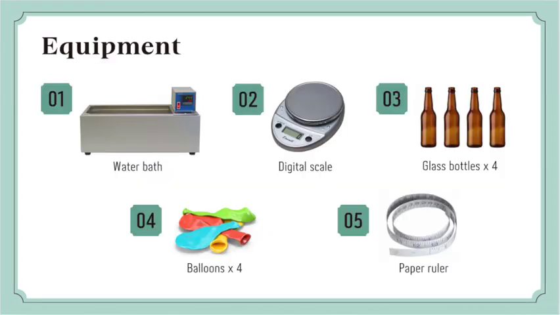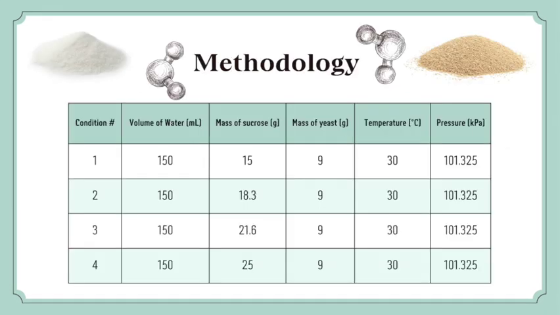We used the following materials and equipment for this experiment: 4 glass bottles of similar size, 4 balloons to capture the carbon dioxide gas produced, a digital scale to accurately measure yeast and sugar, a paper ruler to measure the circumference of the balloons, and a water bath held constant at 30 degrees Celsius. Our procedure involved the following steps.